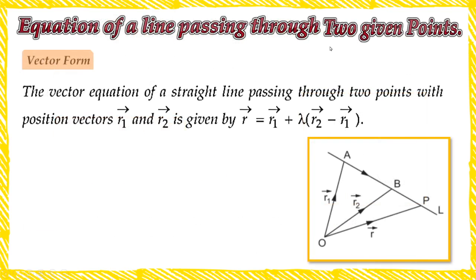Now, equation of a line passing through two given points. Let's talk about vector form first of all. Vector form will be r is equal to r1 plus lambda times r2 minus r1. What is r1 and r2? r1 and r2 are those 2 points. Let's say this is p, position vector is r1. Let's say this is q, position vector is r2. So the equation will be this.